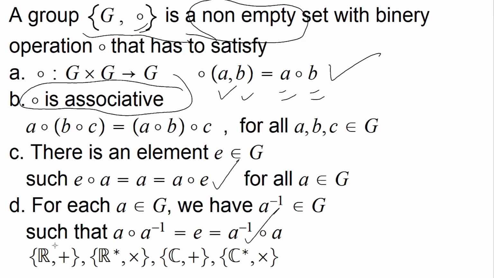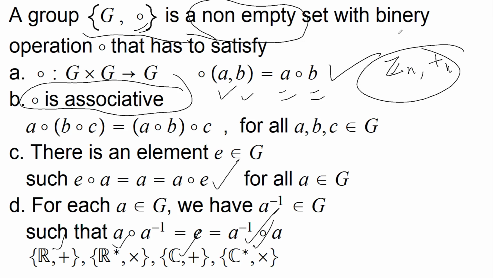And then we saw that some groups were like the set of real numbers with respect to addition, the set of non-zero real numbers with respect to multiplication, and complex numbers with addition, non-zero complex numbers with multiplication. We had integers modulo n, with, say, addition modulo n. Then we had non-commutative groups like the Hamiltonian group.